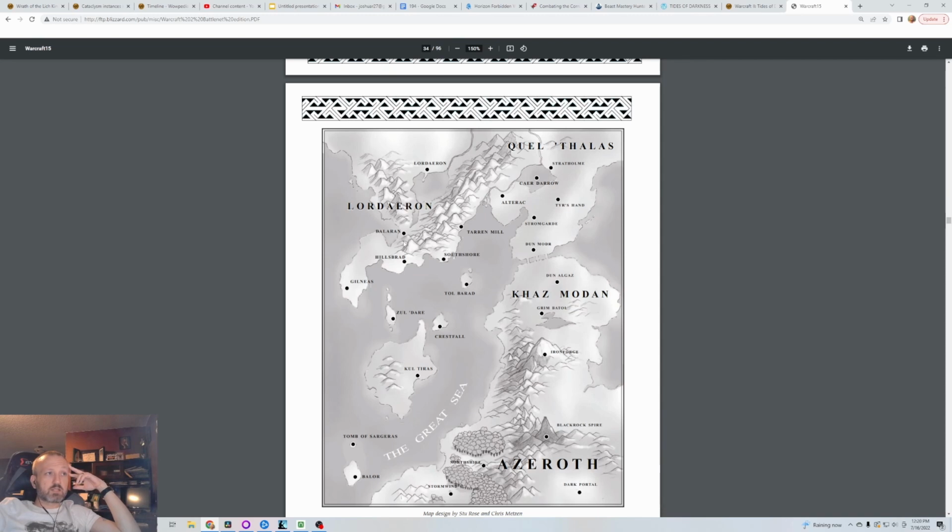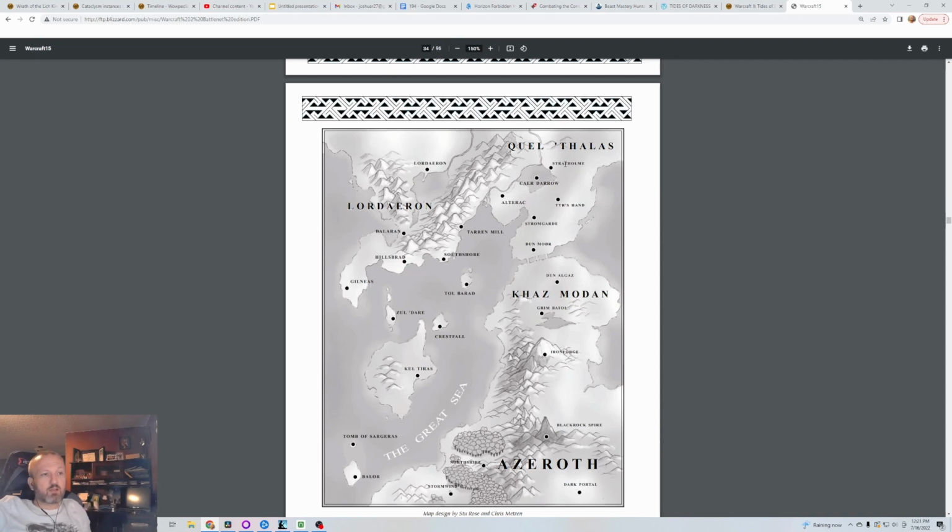Gilneas, Dalaran, except Dalaran we know gets ripped out of the ground and moved up to Northrend. Lordaeron, this becomes the Undercity. This becomes the Land of the Forsaken eventually in Warcraft 3-ish. Alterac, Cair Daro, Stratholme, Tyr's Hand. I'm wondering why they're listed there, because I don't think we go and fight there. Maybe there's some fights there.